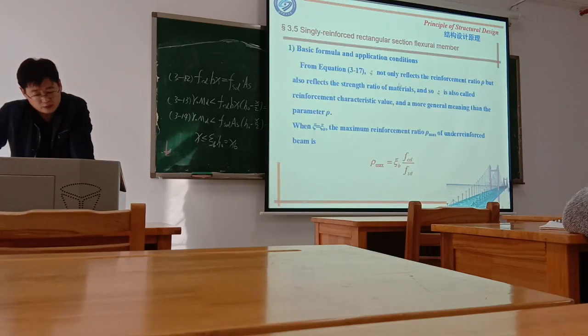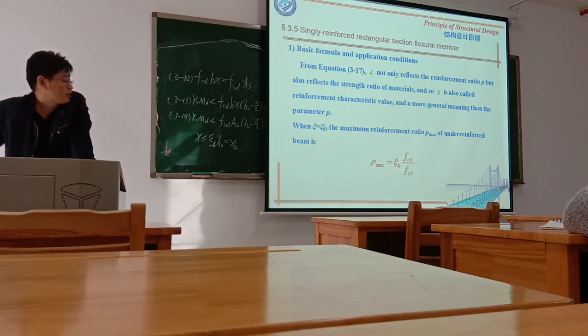From this, we will not only reflect the reinforcement ratio, but also reflect the strength ratio of the material. So C is also called the reinforcement characteristic value, and it has a more general meaning than the reinforcement ratio. When C equals CB, we get the maximum reinforcement ratio.